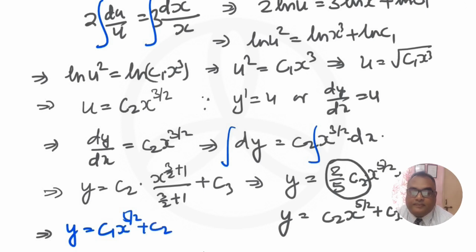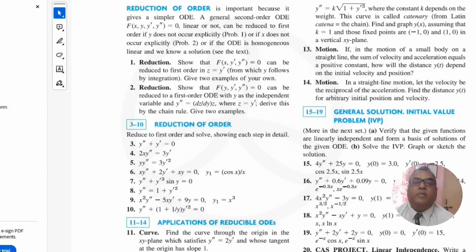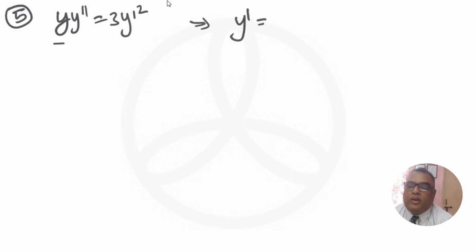Question number 5. Question number 5 is appearing on your screen now. Again, if we assume y prime is equal to u, then by differentiating both sides we will get y double prime is equal to u prime.